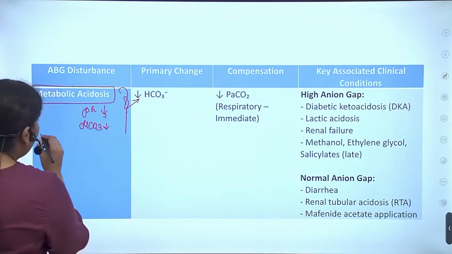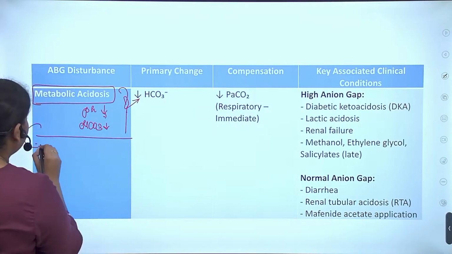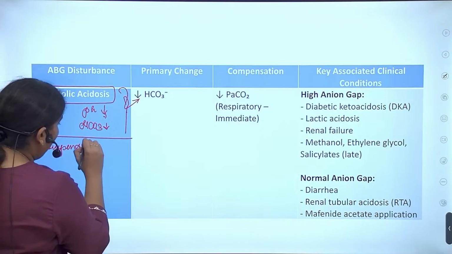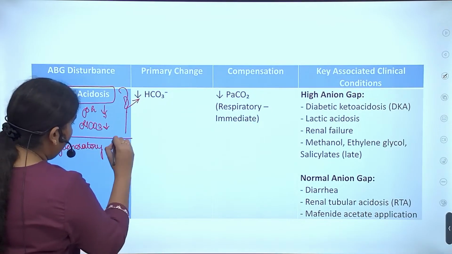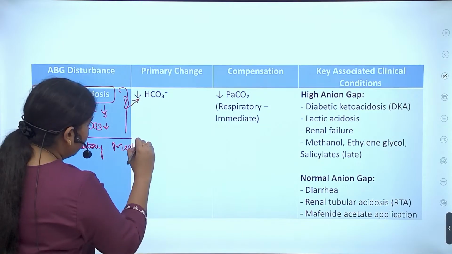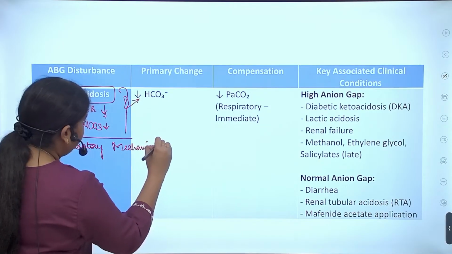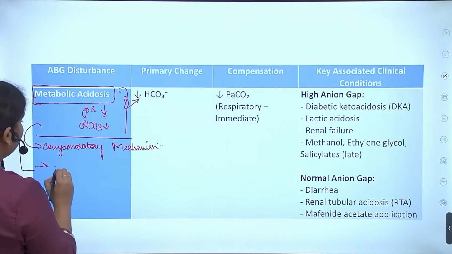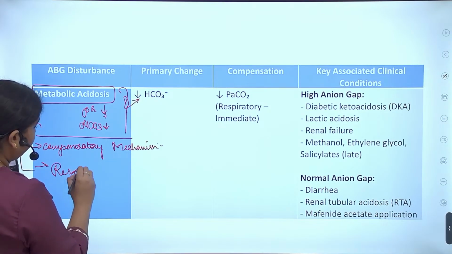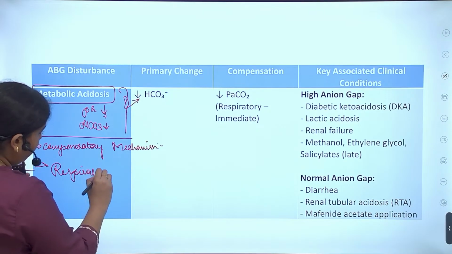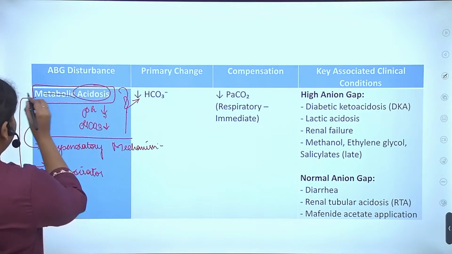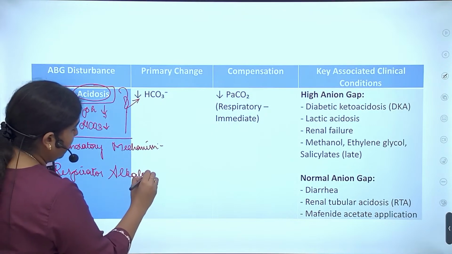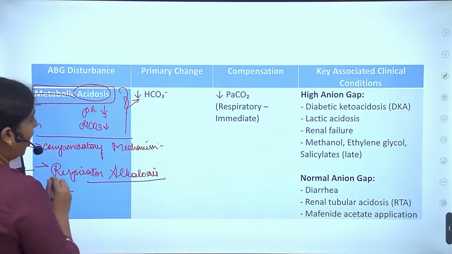So what is the opposite mechanism or compensatory mechanism which is happening? Now tell with me, what is the compensatory mechanism which is happening? The primary problem is metabolic, so the compensation is respiratory. Acidosis, so it is alkalosis. Right? Acidosis, so it is alkalosis.